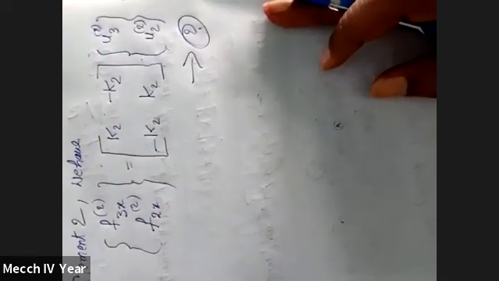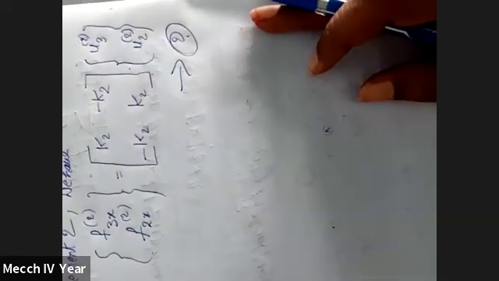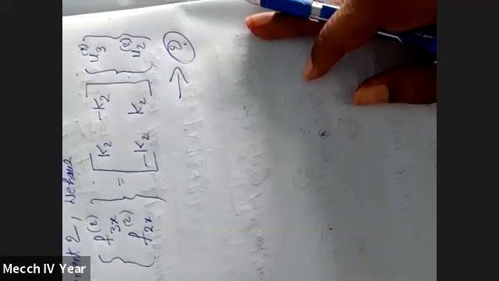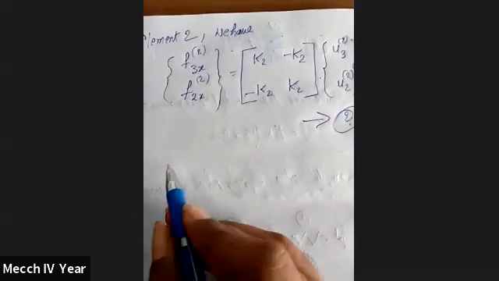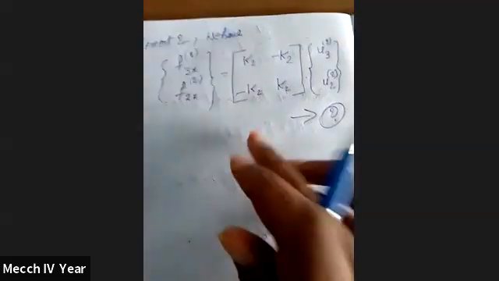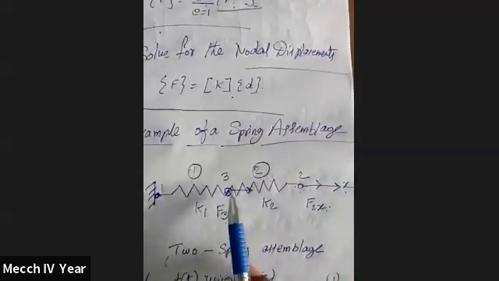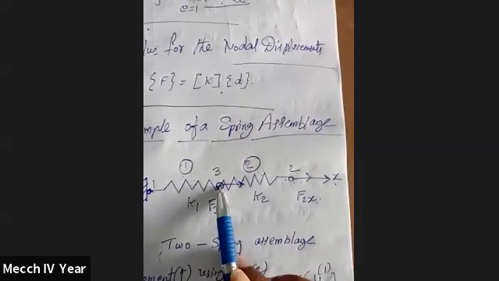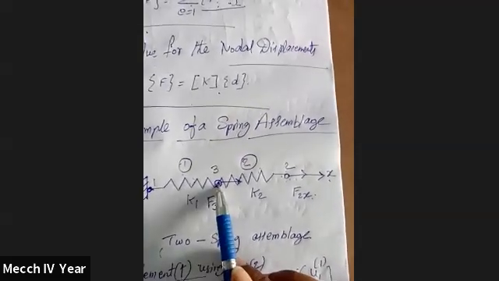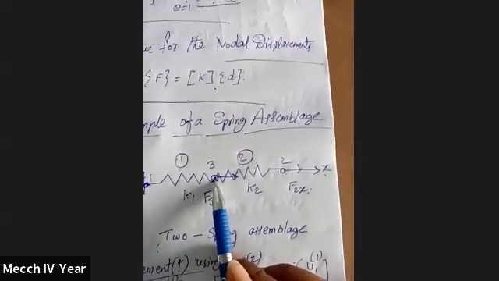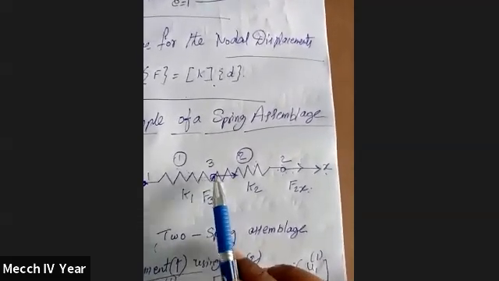So elements 1 and 2 must remain connected at a common node 3. So first element, second element connected at a common node 3. See, first element, second element is fixed in node 3. Throughout the displacement, this is called the continuity or compatibility requirement.